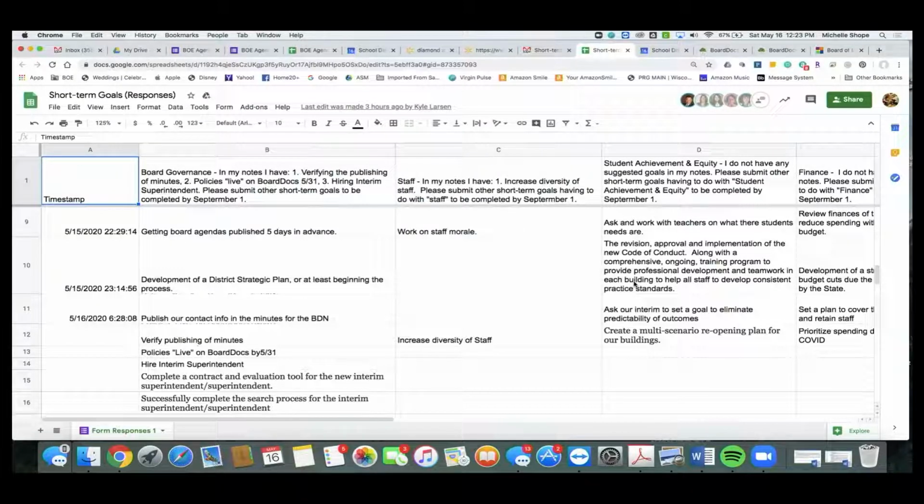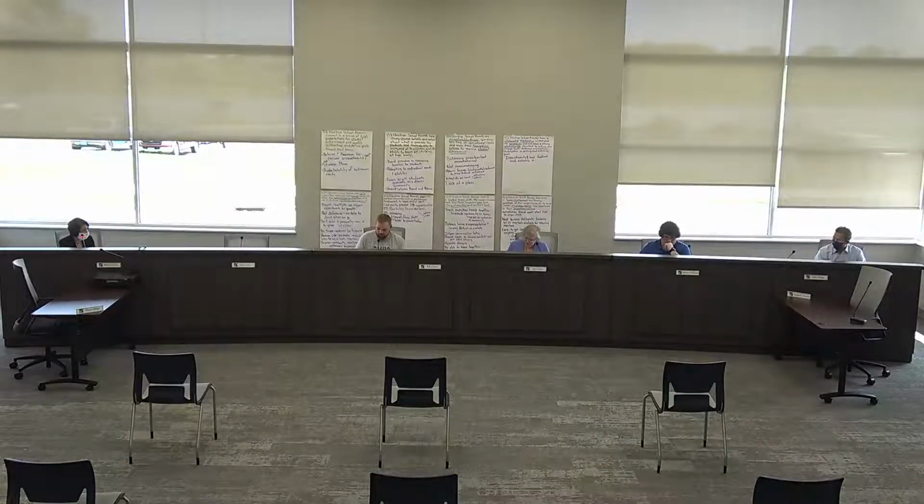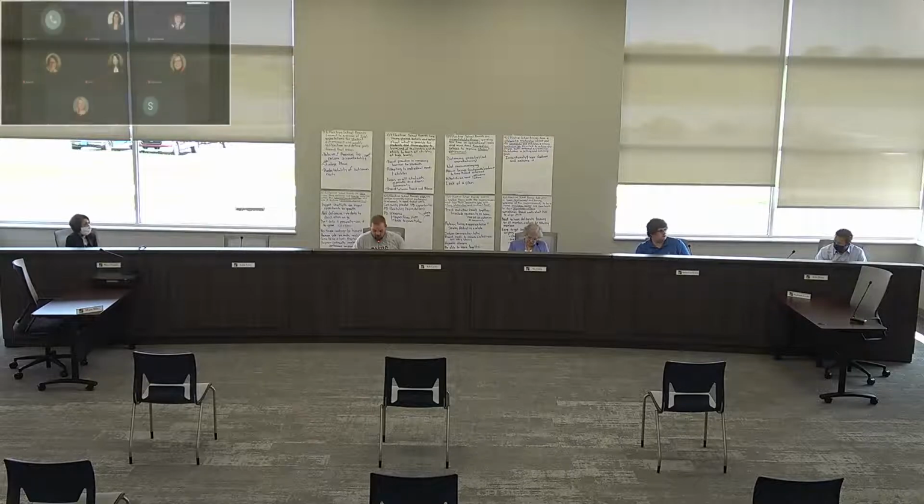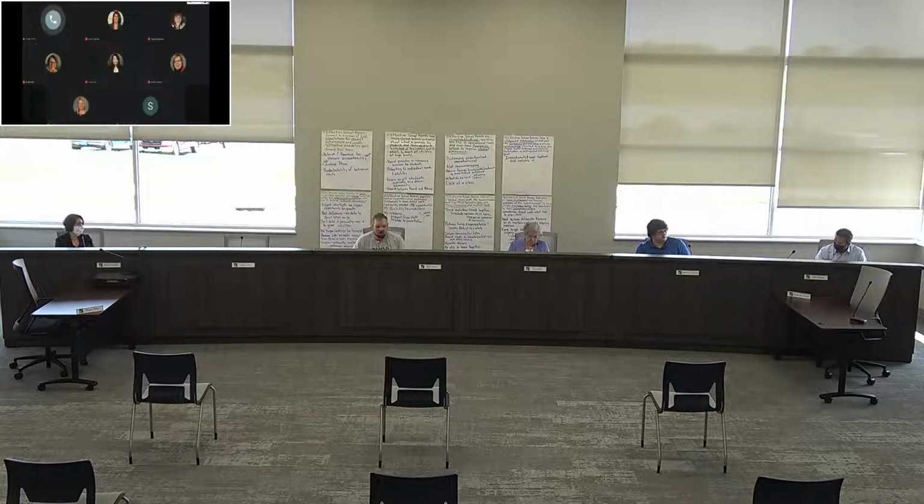I move to postpone the creation of short-term goals until we have more information, if we can get a third party involved. I'll second that. Okay, so we have a motion and a second to postpone the creation of short-term goals until we have more information and can investigate the use of a third party to help facilitate that. Any further questions or discussion?